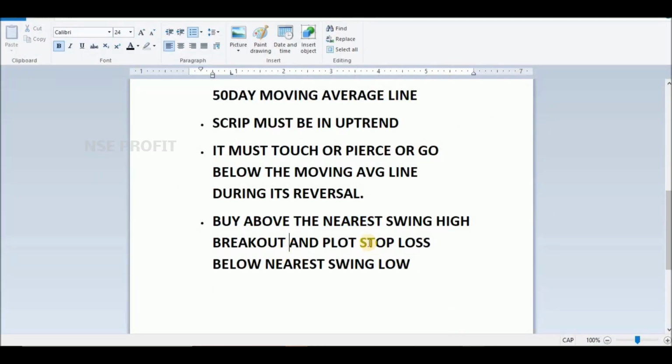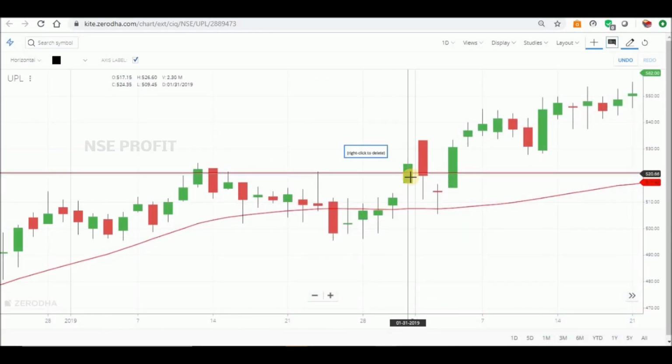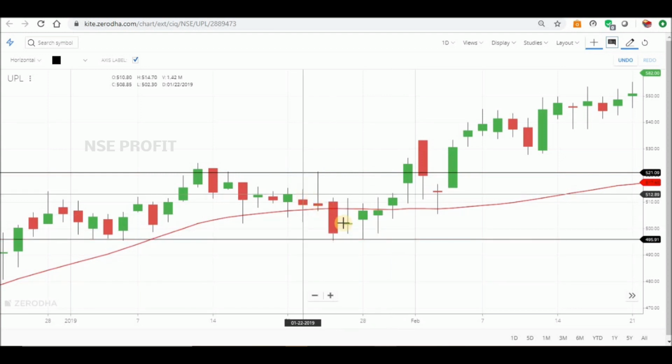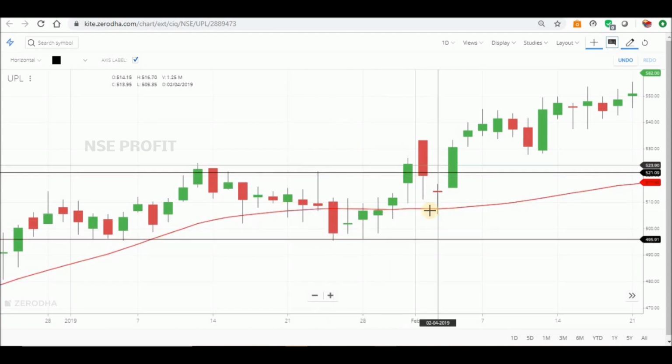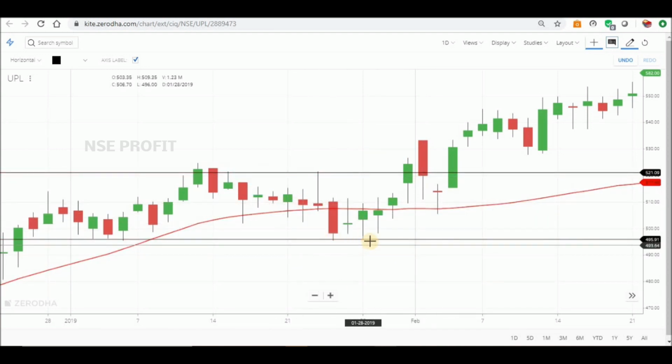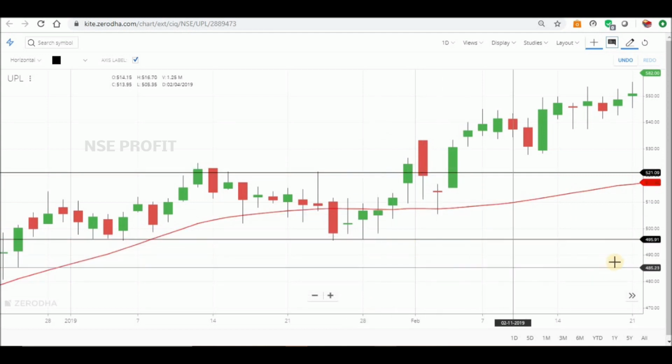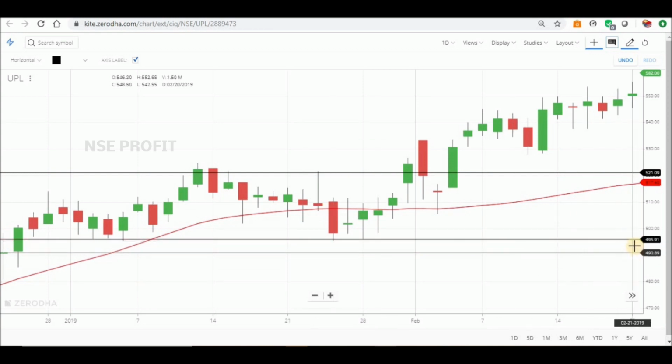So when we got the entry here, this will be considered as the nearest swing low. You can check out, this is a reversal triangle. The swing low will be considered as this one. This is the stop loss. So entry we got here above 521, that is we can consider it as 522, and the stop loss is this point, 495. Below this, 494, we can consider as the stop loss.